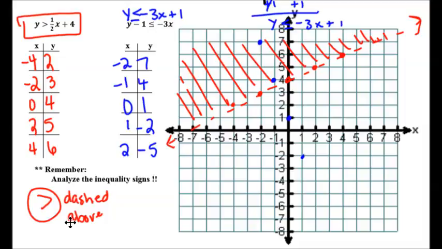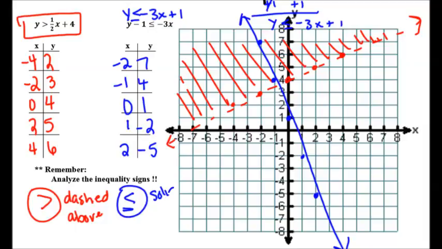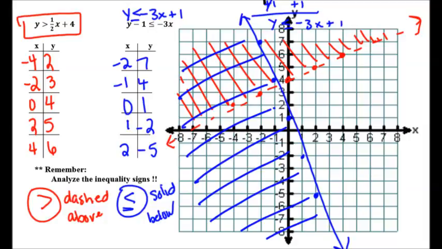The next one, I'm going to say negative 2, 7, negative 1, 4, 0, 1, 1, negative 2, 2, negative 5. This is going to be connected with a solid line. Okay, so I have a line underneath, so that means it's included, so this is going to be a solid line, and it's less than or equal, so I'm going to shade below. So I'm going to shade everything below. And just like Miss Barley said in the last video, your solution is where the two colors overlap. So that would be right in here.